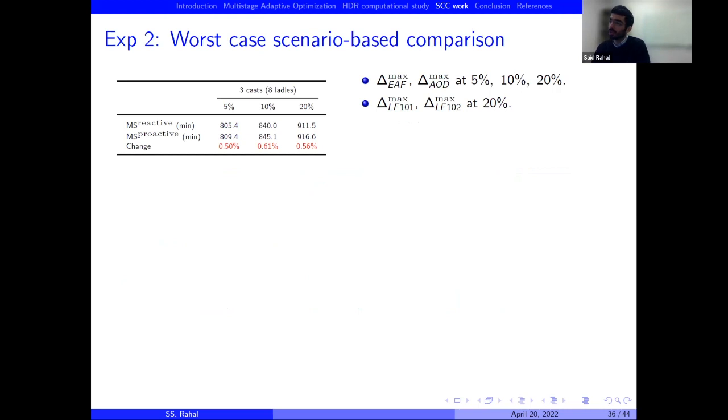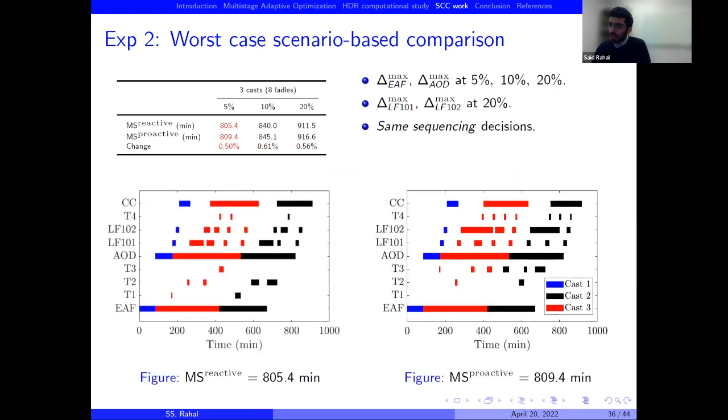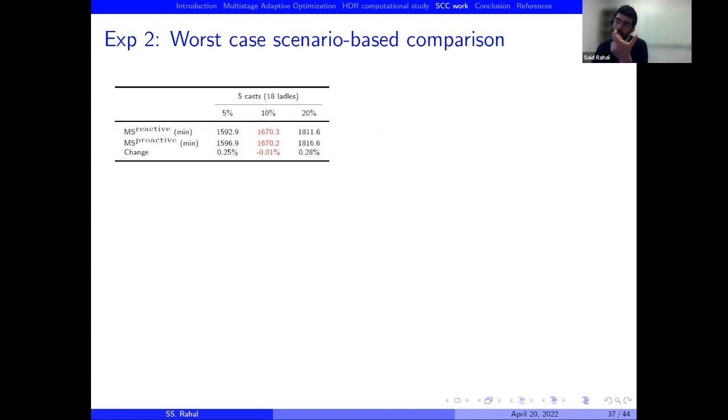For the worst case scenario-based comparison, it is based on the idea that the robust proactive is simulated based on the worst case realization, and the robust deterministic reactive schedule is solved based on that too. For a 3 cast 8 ladle instance, we see that both of them have the same sequencing decision. In this case, the deterministic reactive was able to do better due to its ability to reschedule after each processing ladle.